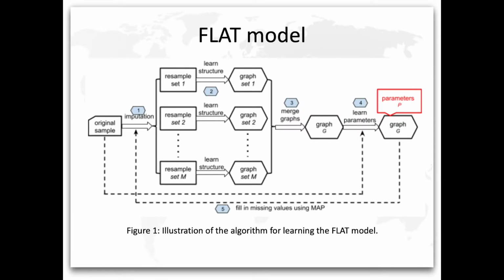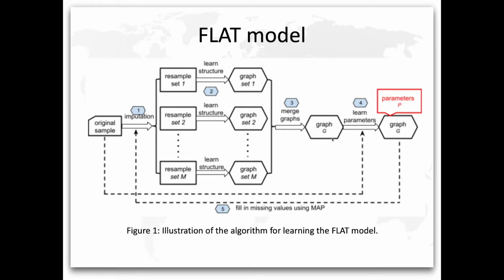So this is an algorithm for learning the flat model. Starting with the original sample, we first use the multivariate imputation method to fill in the missing values, and then we generate multiple sets of resamples. For each resample set, we learn structures, and we merge all these graphs.